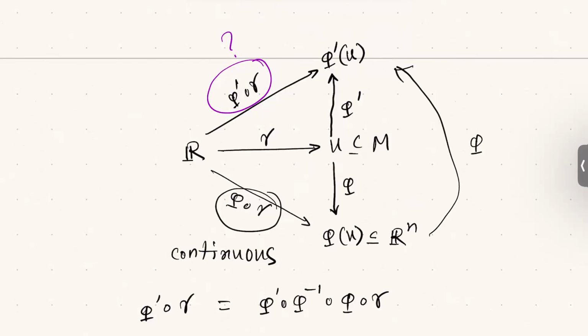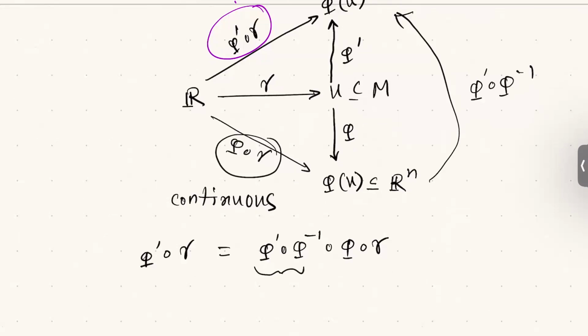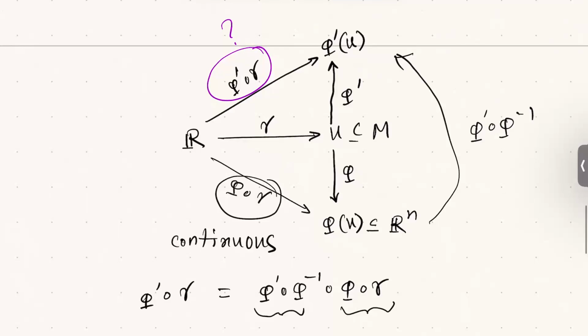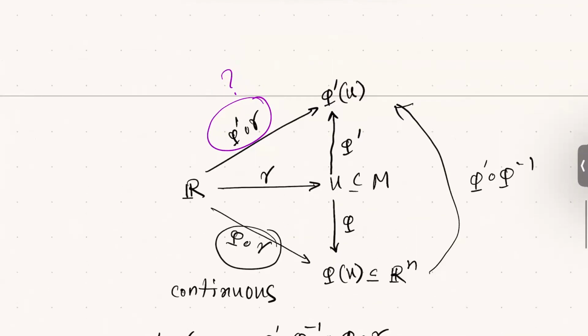Phi prime of phi inverse. But this phi prime and phi, they are homeomorphisms, right? Hence, they are continuous. And so the composition of this thing is continuous. Also, we know this is continuous, and the composition of continuous maps is continuous. So that means if this phi after gamma is a continuous map, this phi prime after gamma is also a continuous map.